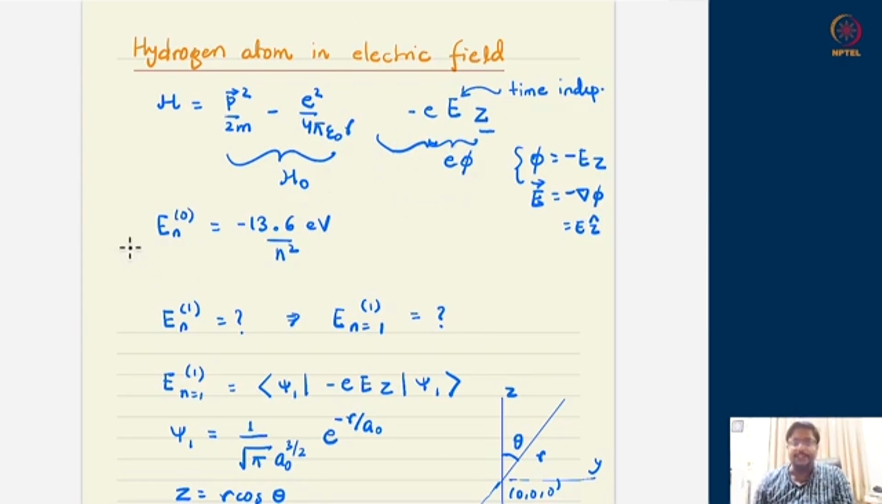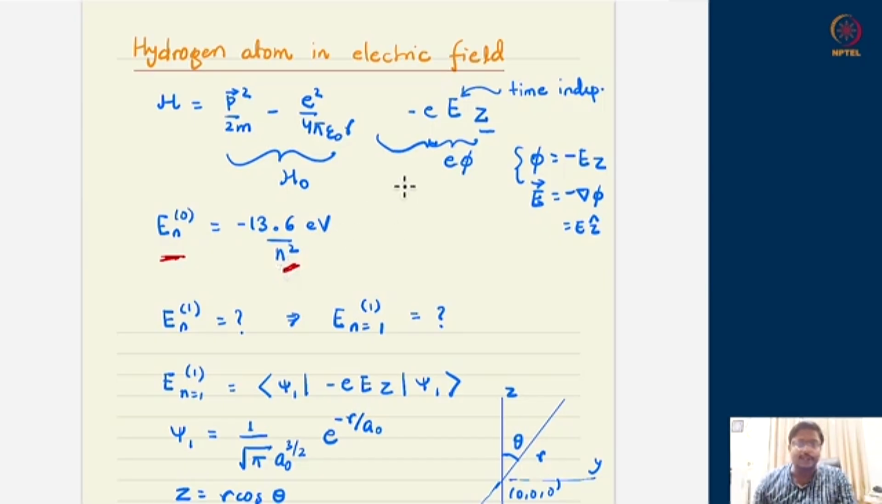We know that for the unperturbed system, which is the ordinary hydrogen atom, the electrons live in energy eigenstates with eigenvalues given by this expression over here. E_n^(0), the unperturbed eigenvalues, are minus 13.6 eV upon n square, where n denotes which eigenstate we are talking about. Ground state is n equal to 1. First excited state is n equal to 2. Second excited state is n equal to 3, and so on. So I hope these things are familiar to you through your discussions or your exposure to quantum mechanics.